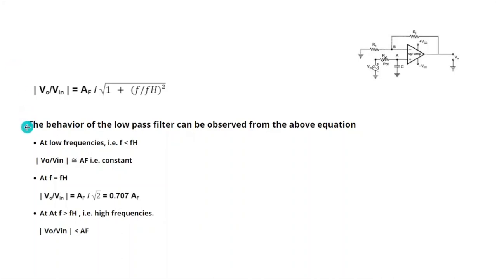Here you can see the behavior of the low pass filter, which can be observed from the above equation. If we are giving a frequency lower than the cutoff frequency FH, then the output gain is almost constant and equal to the value of AF. At the cutoff frequency, the gain is equal to AF divided by under root 2, which is equal to 0.707 AF.